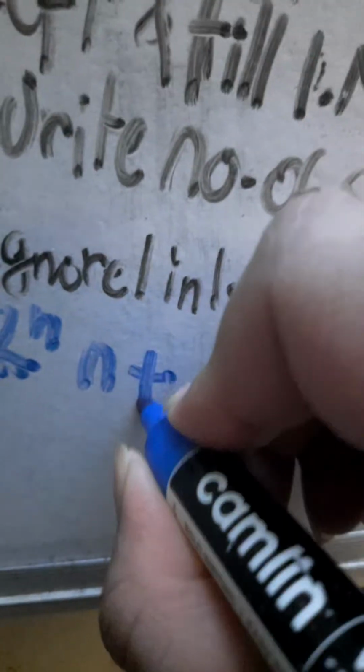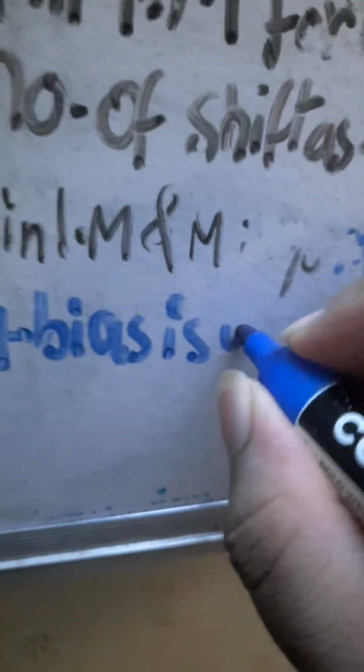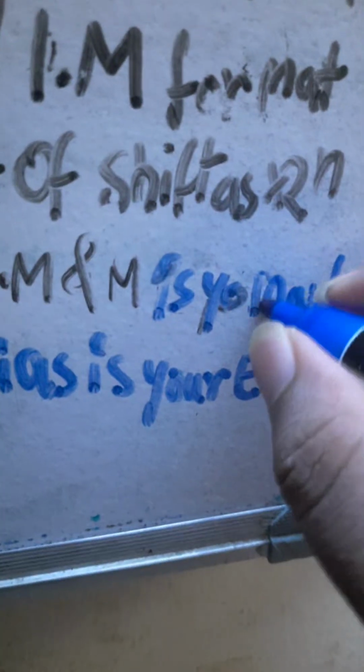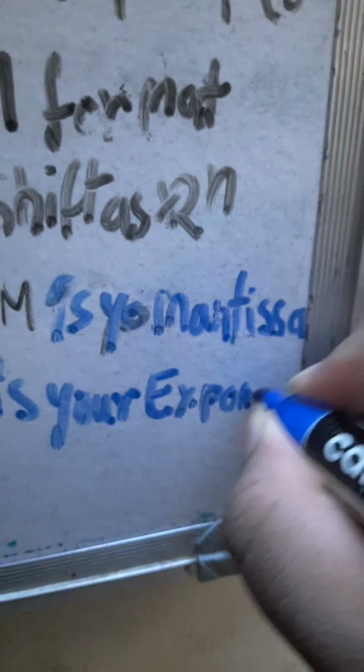Then the n in 2 raised to n, plus bias, is your exponent. Convert it into binary.